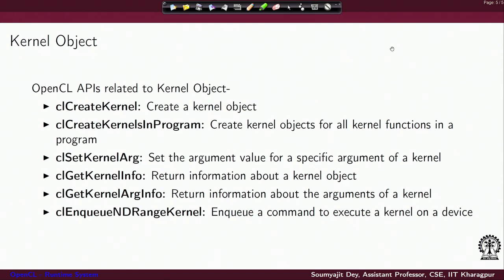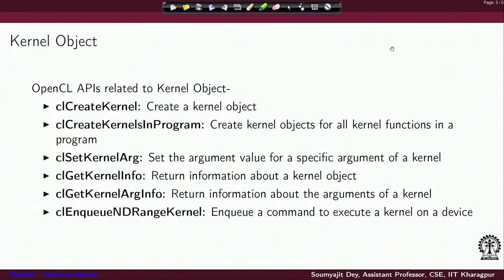The next important thing is if you want to set the argument values of a kernel. We know that for a function we have to specify a set of arguments. The way it is done for an OpenCL kernel is you call CL set kernel arg multiple times, and with each call you add a new argument value for a specific argument of the kernel. If you want to get information about the kernel object, you can get it from CL get kernel info. If you want argument information about the kernel, you can get it from CL get kernel arg info, which returns information about the arguments of a kernel.